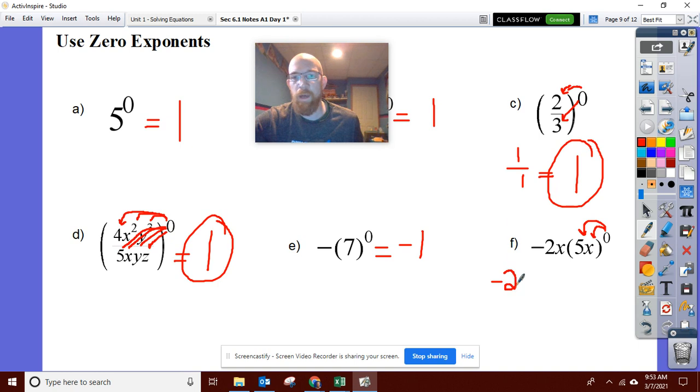We've got negative 2x. And whenever there's nothing in between it, we know that means times. So I'm going to put a little times there. And I know that everything inside here is going to be 1, right? Because anything to the 0 power is 1. Well, wait a minute. Negative 2x times 1, that's just negative 2x. You leave that the same. So that is going to be my answer.